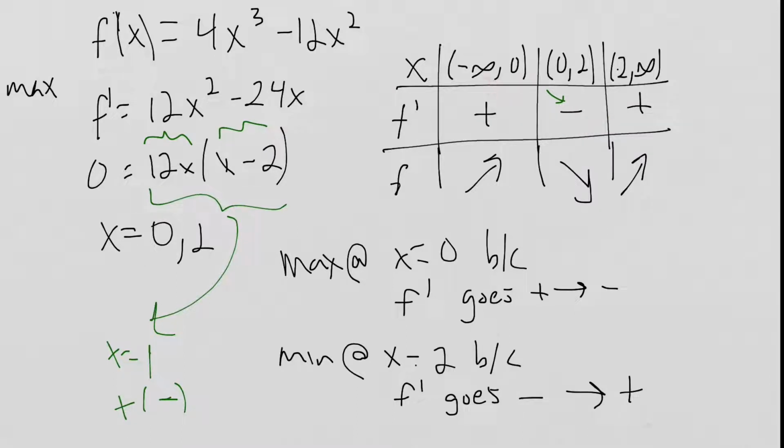Anyway, from there, if the derivative is positive, then I know that the function itself is going up. If the derivative is negative, the function is going down. Positive going up. And then this helps me see, oh, I got a max. Oh, I got a min. So then I go and I make these statements, because these statements are the things that are going to get me points. Max at x equals 0 because f prime goes plus to minus. Min at x equals 2 because f prime goes minus to plus.